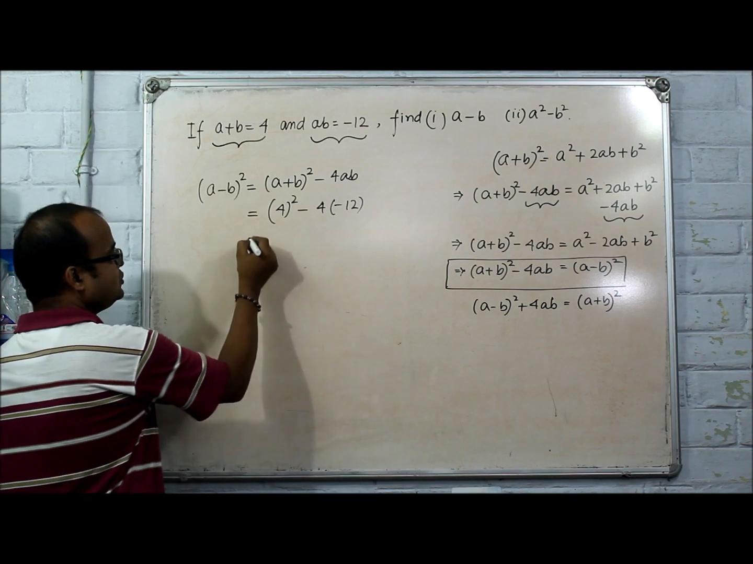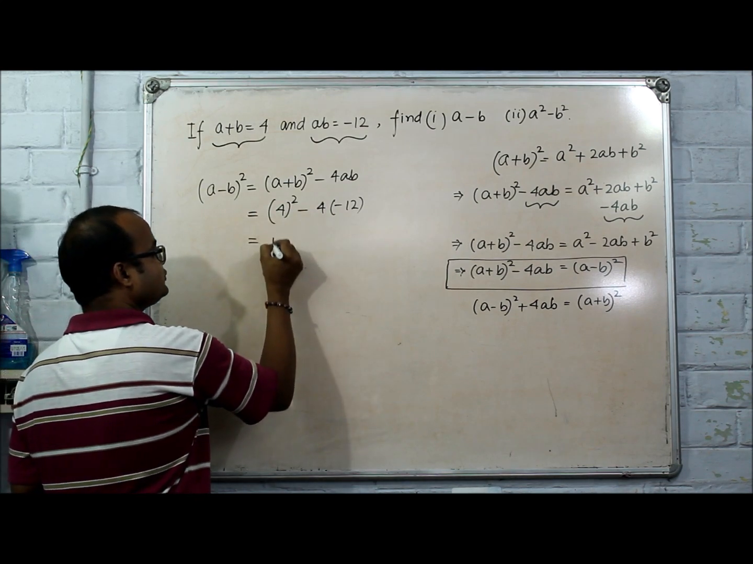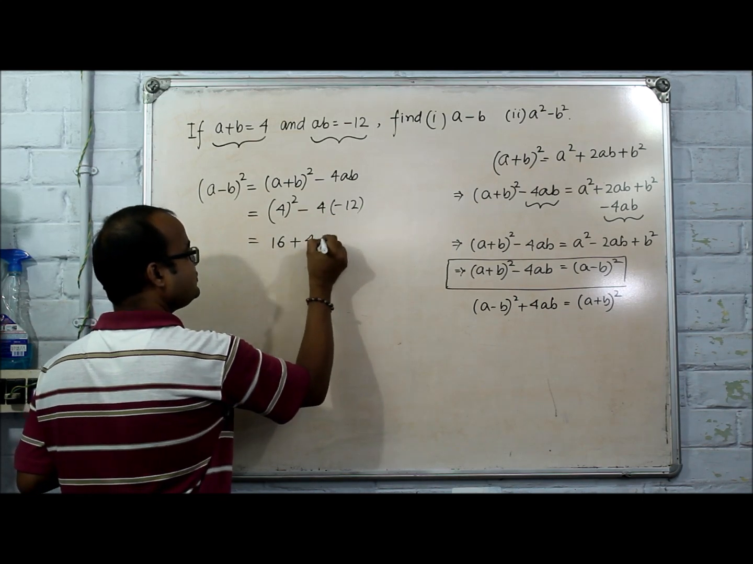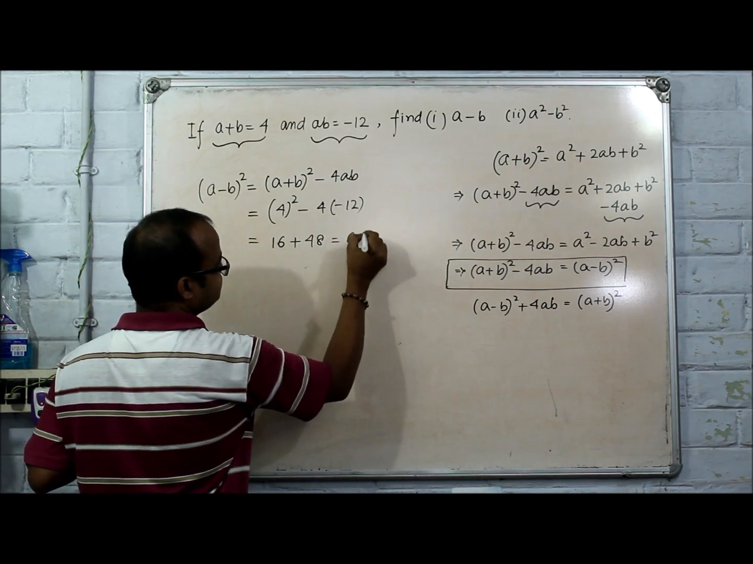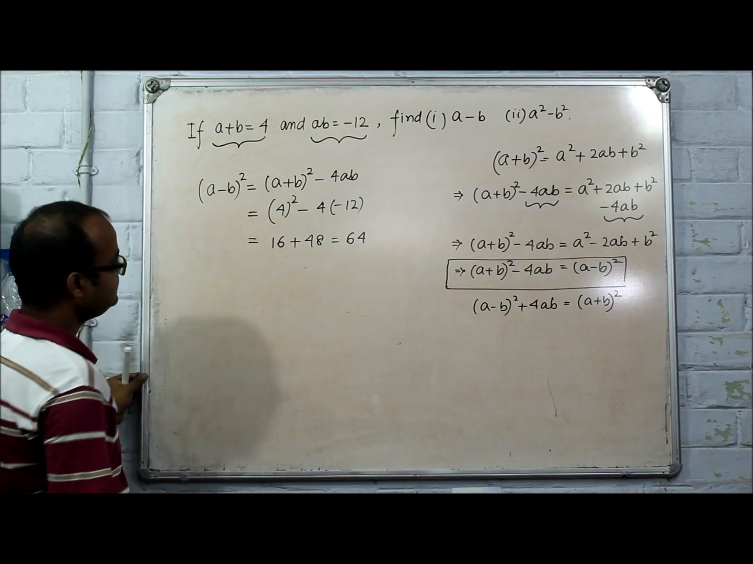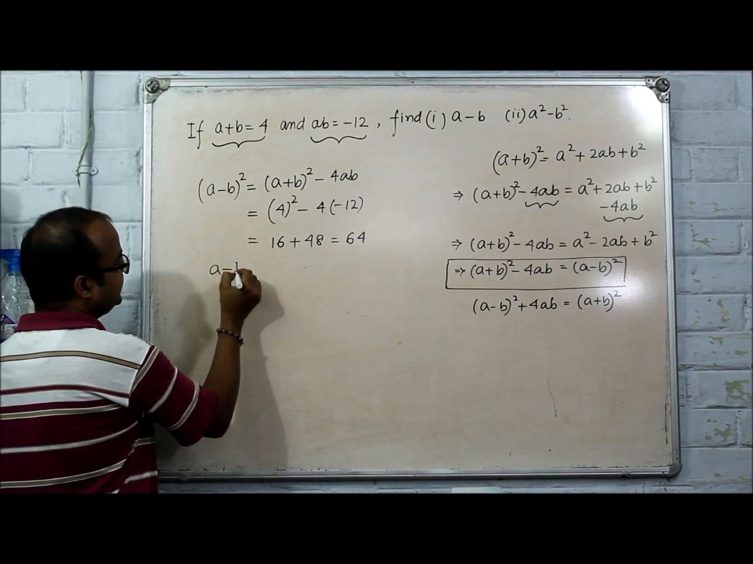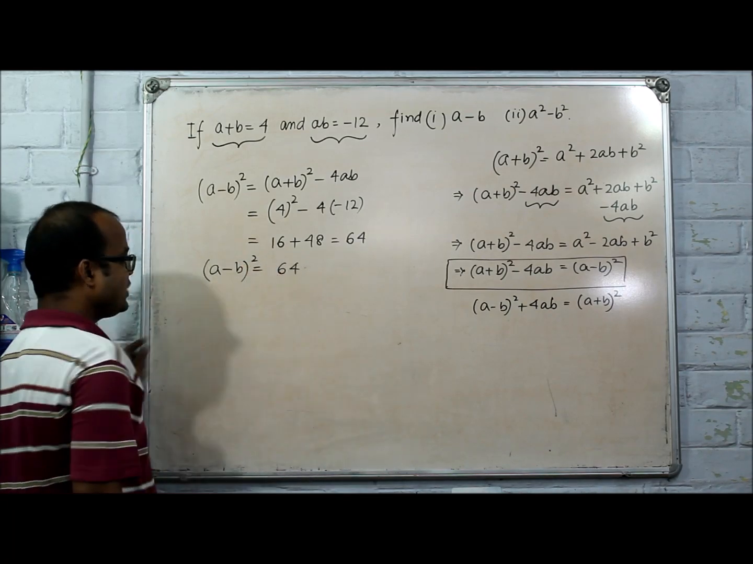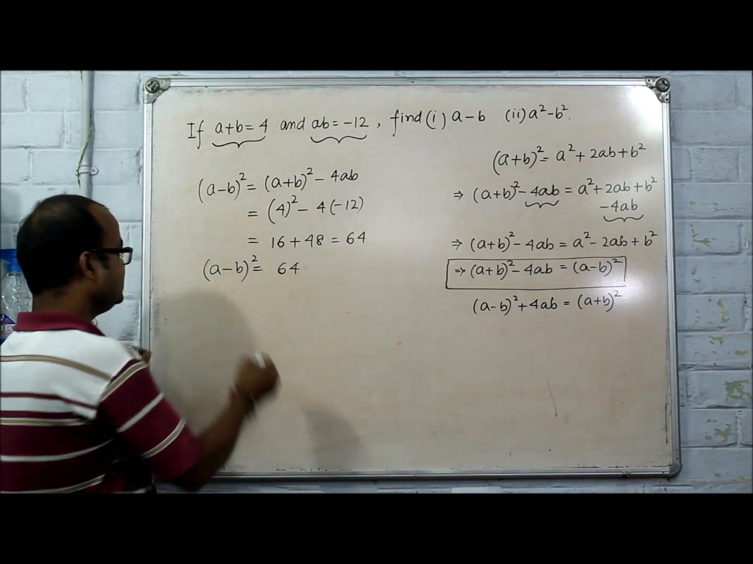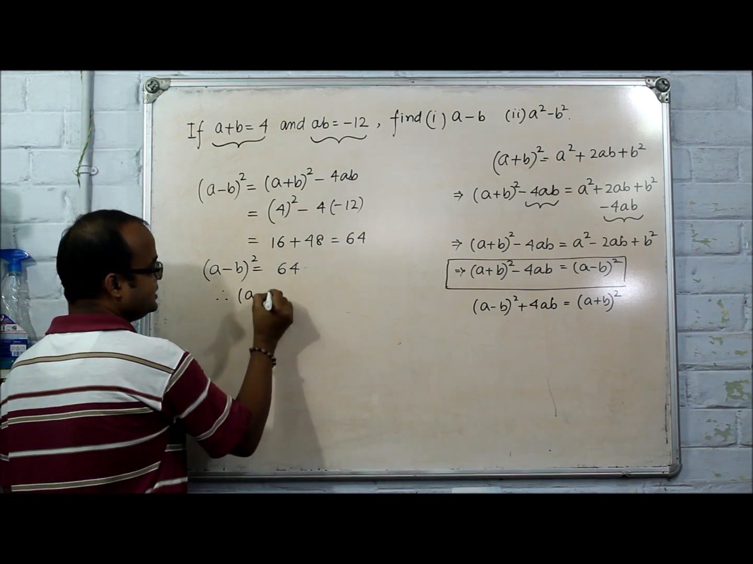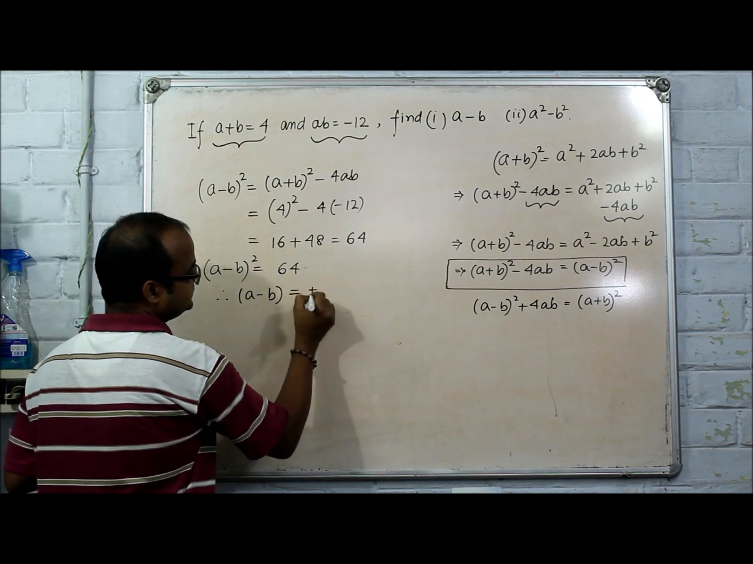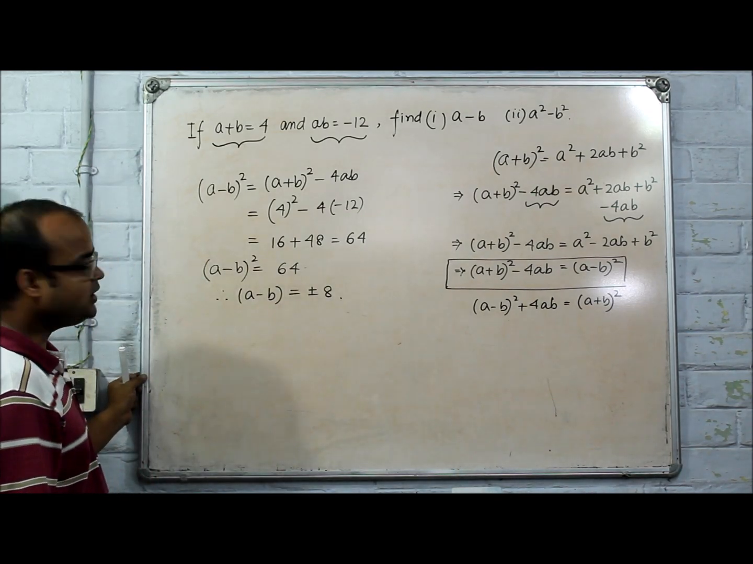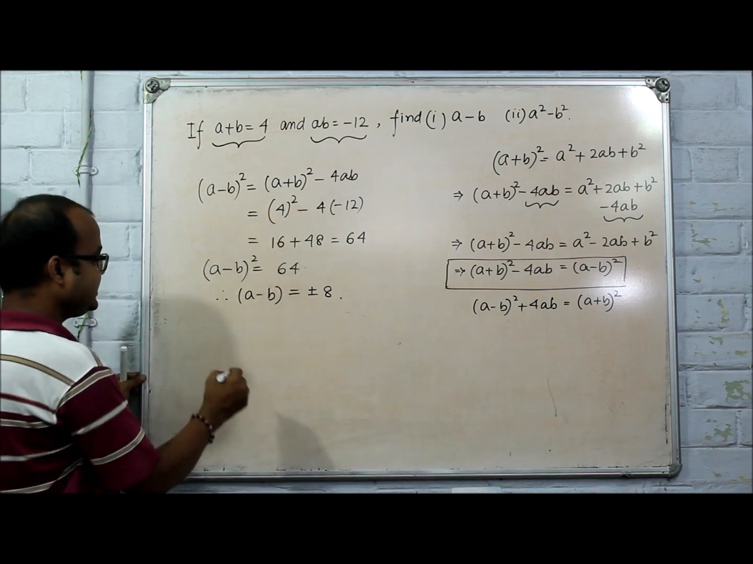Clear? So 4 square means 16, minus minus plus 12 fours are 48. Now (a minus b) square is equal to 64. Square of a minus b is 64. Therefore a minus b is equal to plus minus 8. Clear?